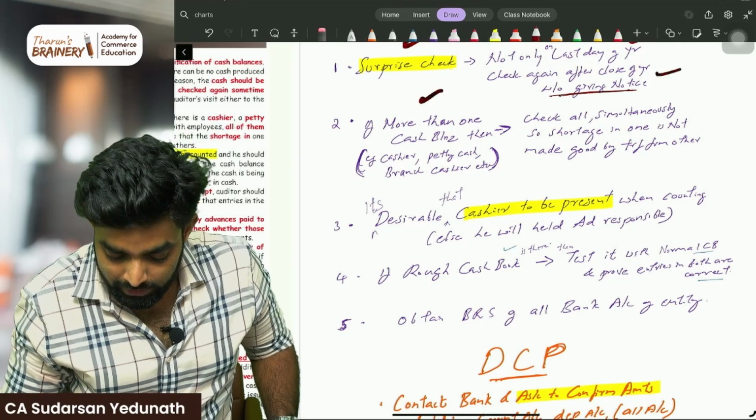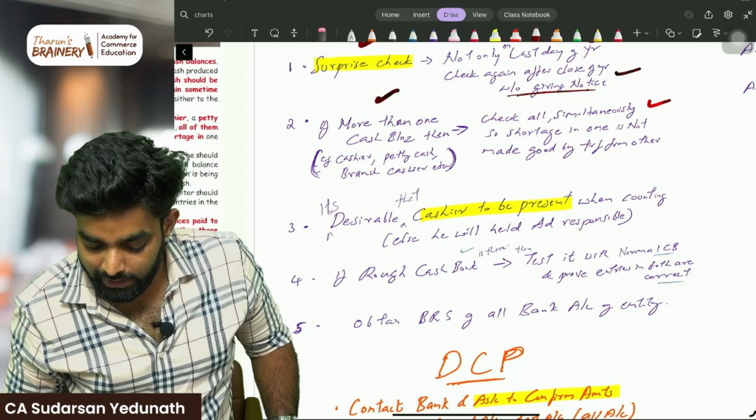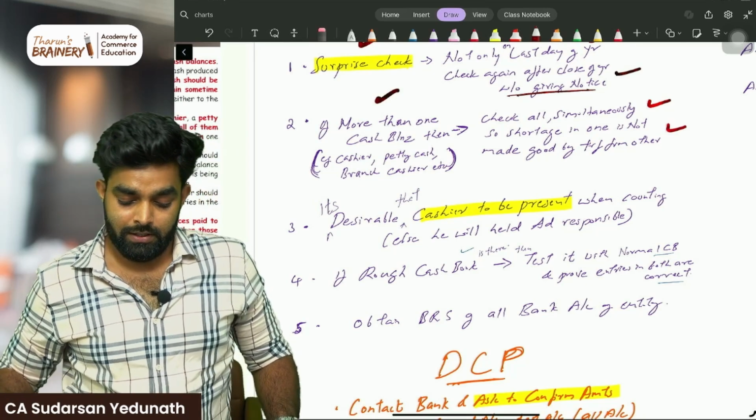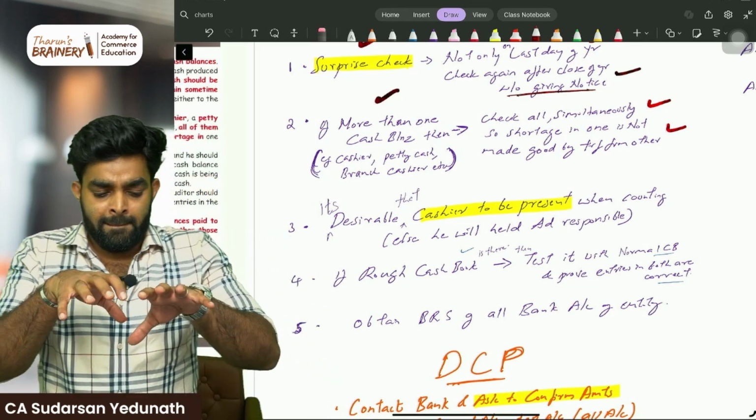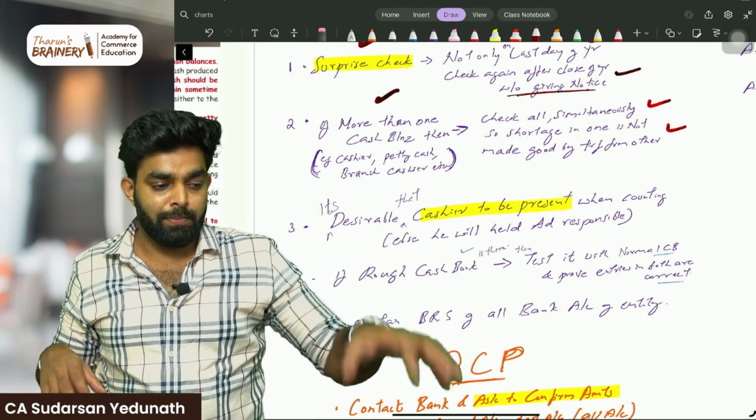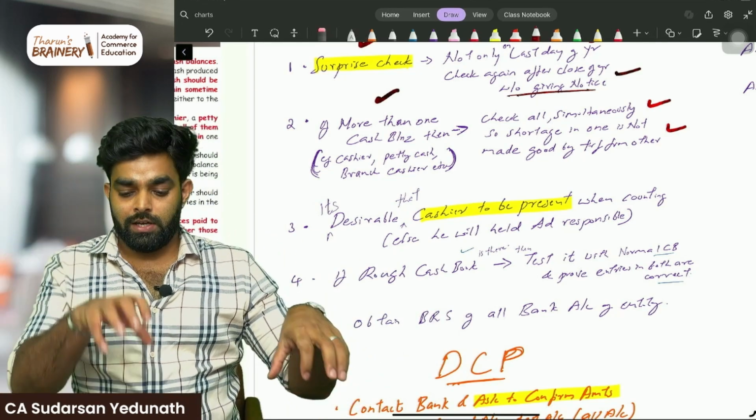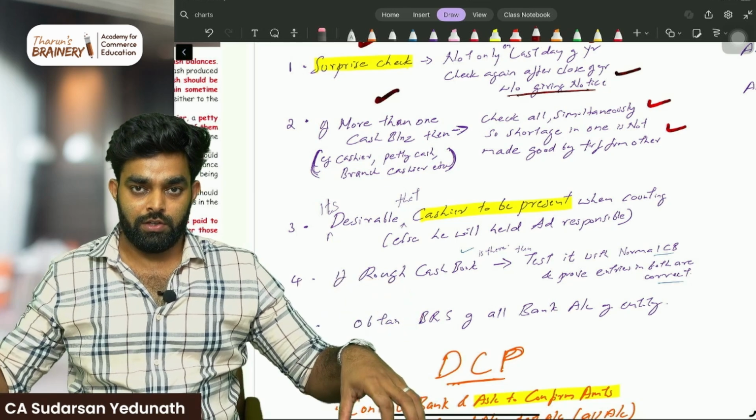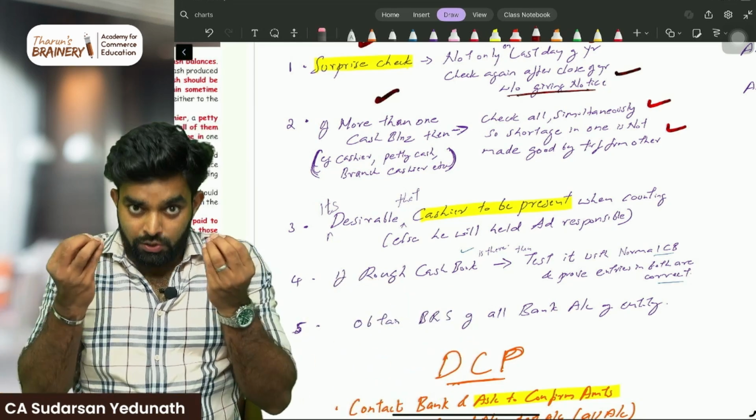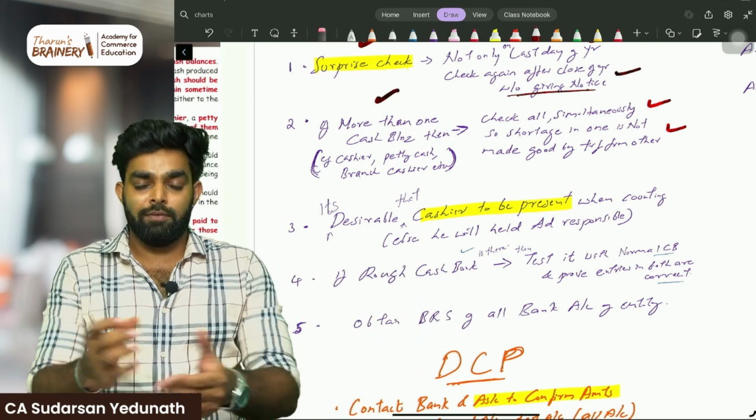It should be a surprise. Then if more than one cash balance is there, check all the cash balances simultaneously, so that a shortage in one is not made good by transfer from another. If a company is spread over, like, a 3-acre land and there are many departments, in certain departments we have a cashier. In one department one cashier, another department another cashier, another department another cashier. So 3 cash balances will be maintained by them, right? So when you are doing the checking, make sure you check everything at once.